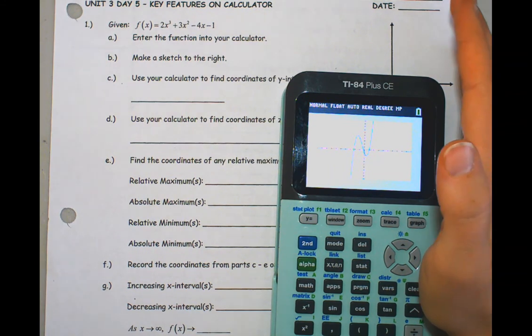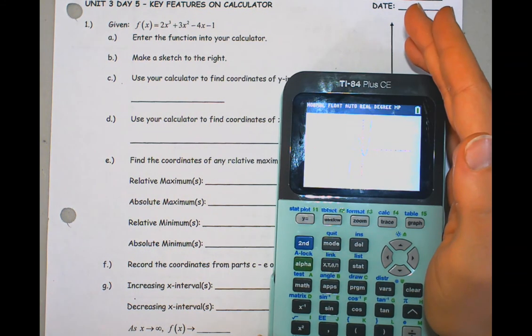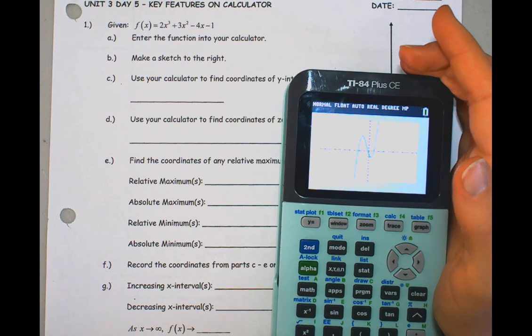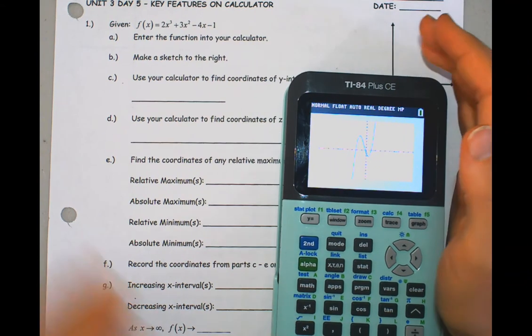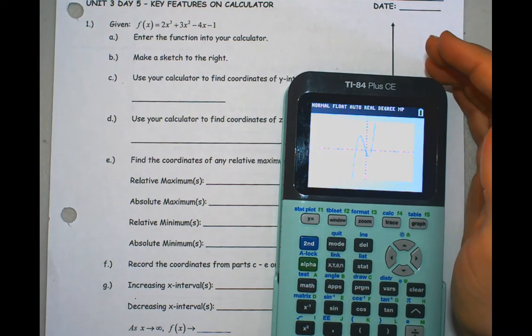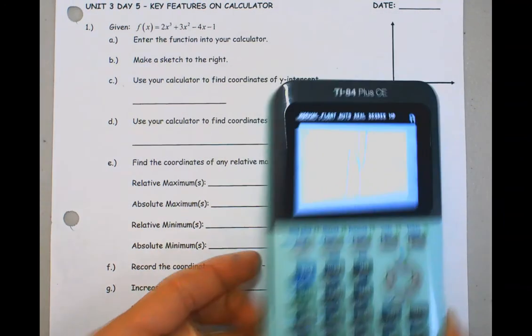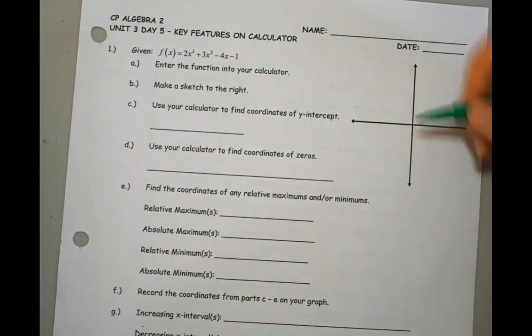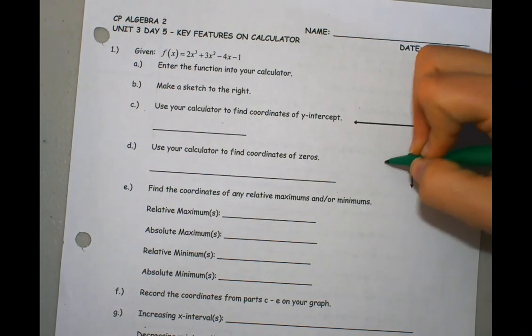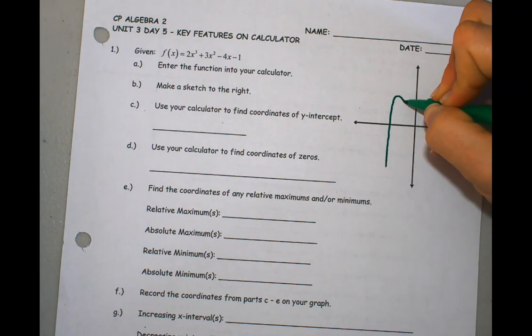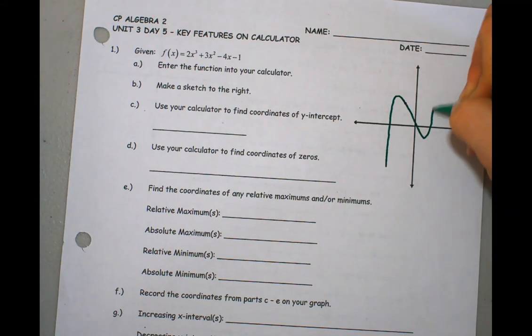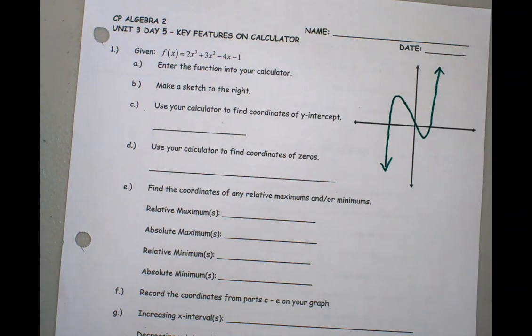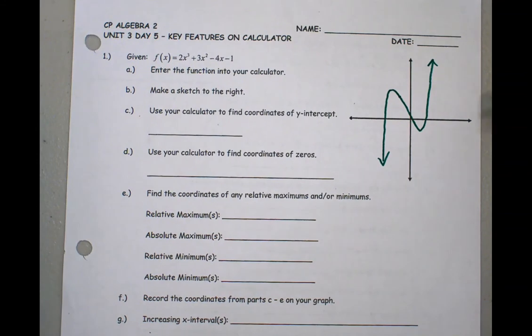You can faintly see my picture here, but hopefully on your own graph, you're getting a good view of this picture. And so what I want to do is just sketch that picture onto this page so that I can mark up the important features that I need to know. So it does this, goes through this point, and then goes up like this. And this is just a sketch. It's not perfect. This is roughly what it looks like.